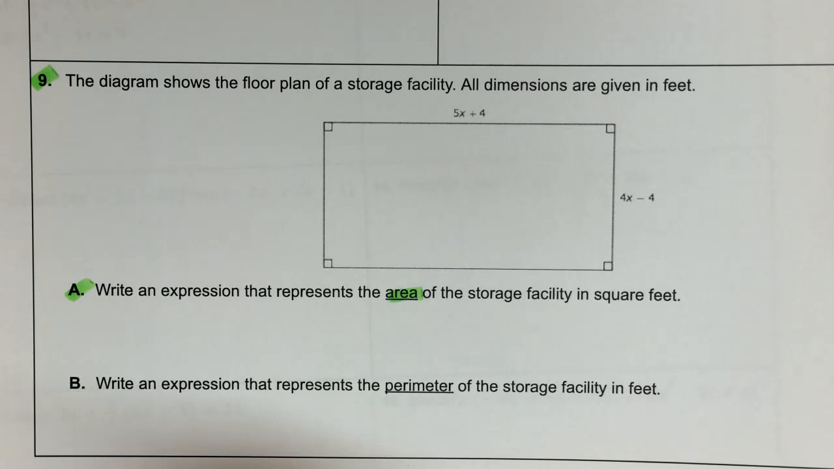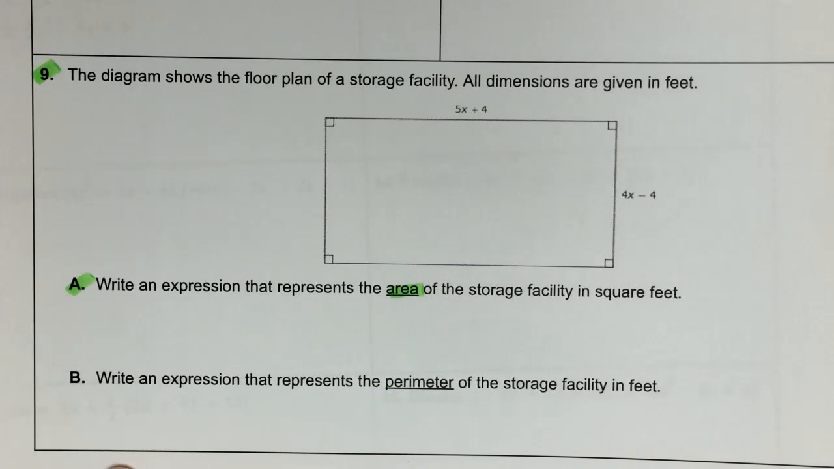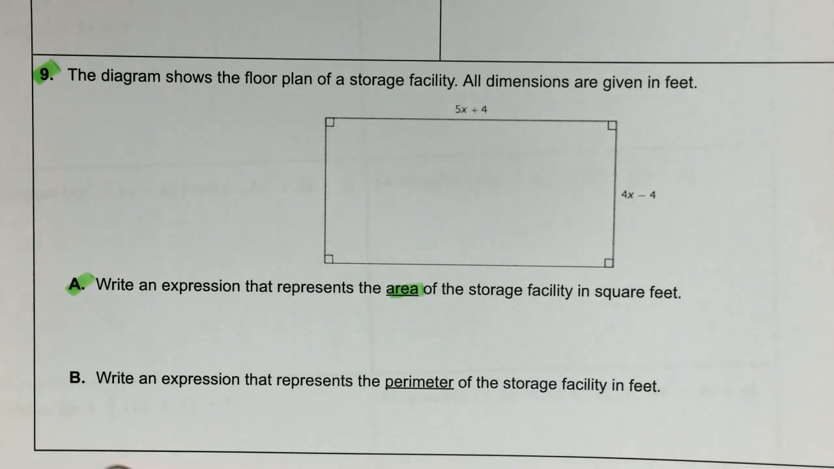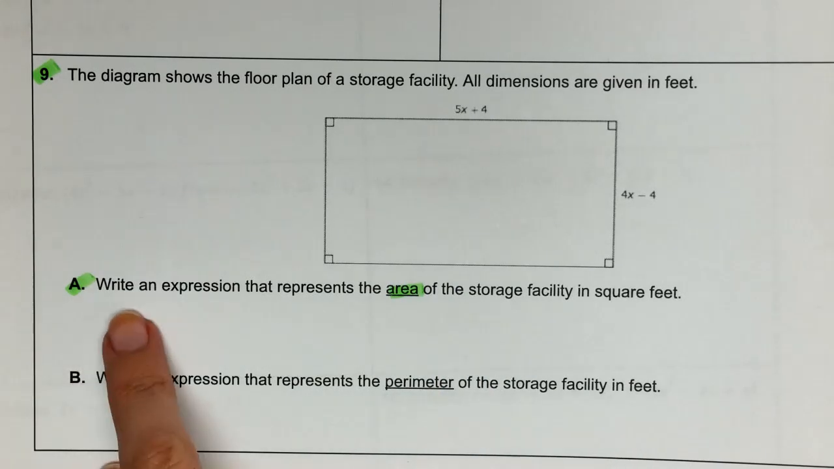Area will ask you to do length times width, which means it's a multiplying polynomial question, and perimeter is adding all your sides together, so that is an adding, subtracting polynomial problem. So since we're doing the multiplying polynomials, we're going to do only part A. In a different video, you'll see 9b.